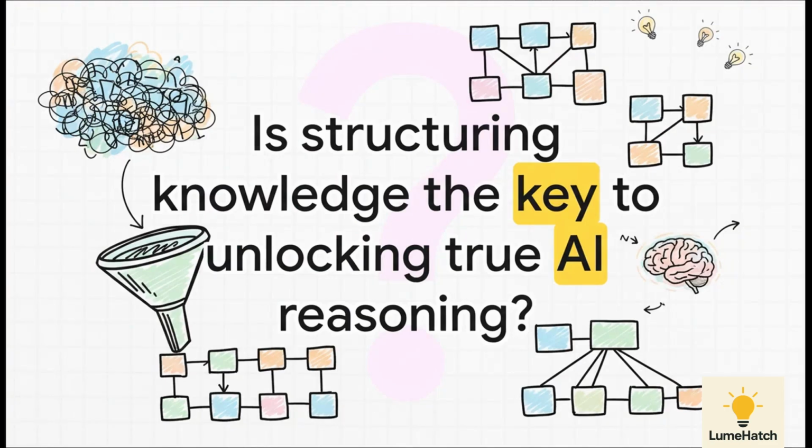And all this leaves us with one final, pretty deep question to chew on. We've seen how organizing information makes AI way better. But could it be more than that? Is this it? Is the simple act of structuring knowledge, of organizing information, the actual key to unlocking something that looks like true artificial reasoning? Maybe it's not about bigger models, but smarter data.